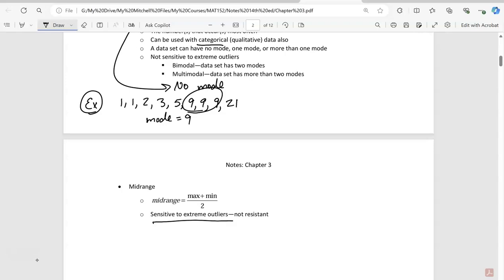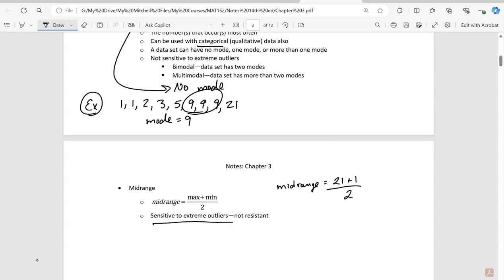So if we were to look at that last data set up here, and I wanted to find the mid-range, I would take the biggest plus the smallest and divide it by 2. So in this case, my biggest is 21, my smallest is 1, and I'm dividing by 2. I'm going to get 22 over 2, which is 11. Now, the mid-range is usually not very useful because it's using those extreme values.